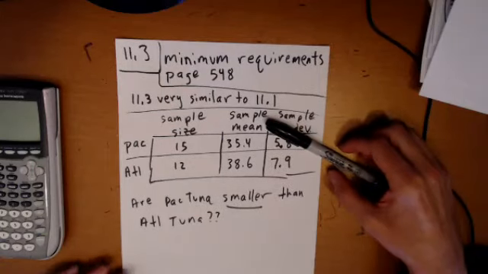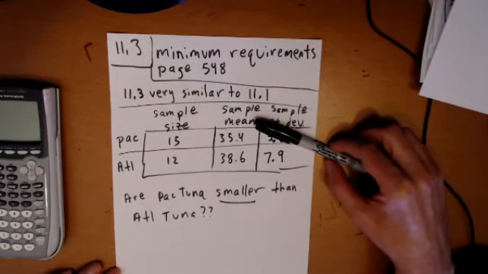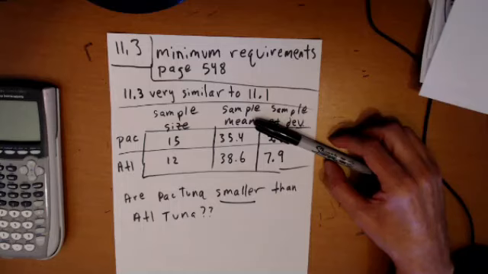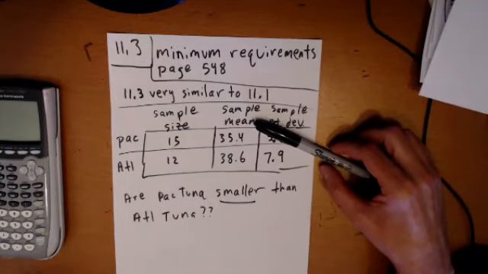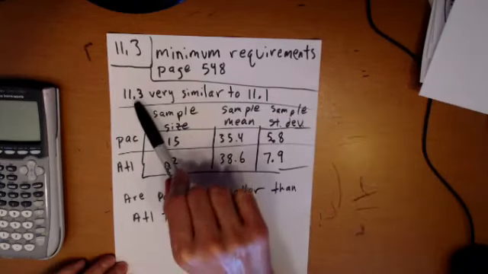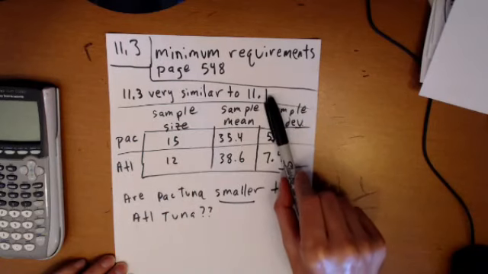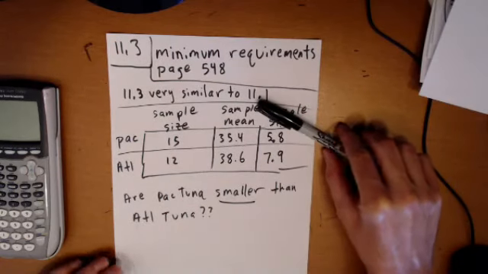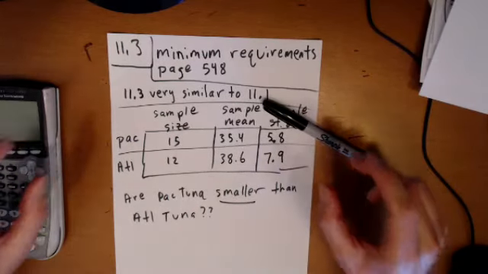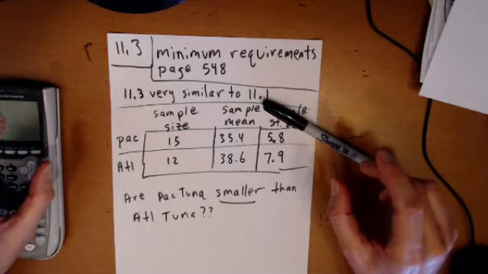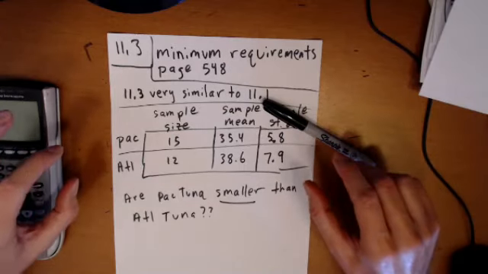Hey folks, chapter 11, section 3, inference about two means, independent samples. You're going to find that 11.3 is very similar to 11.1. Remember in 11.1, we were comparing two proportions. Now in 11.3, we're just going to be comparing two means.